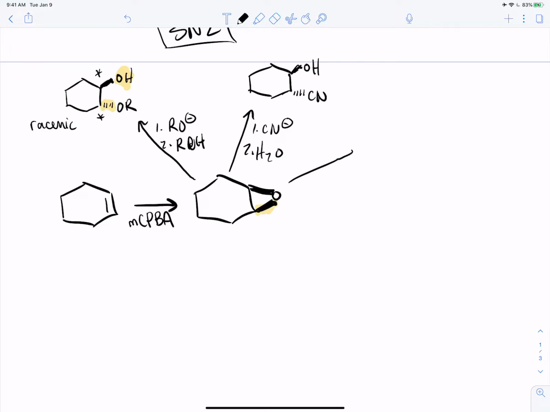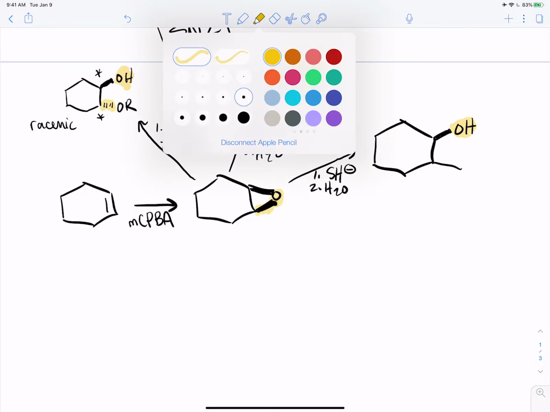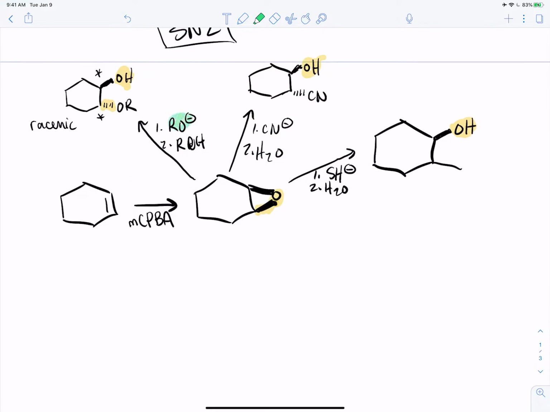I could also use SH minus and then work that up with water. Again, I get the alcohol. So just to be clear, this oxygen here becomes these oxygens. The nucleophile attaches to the other side.